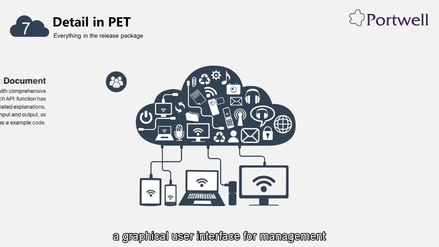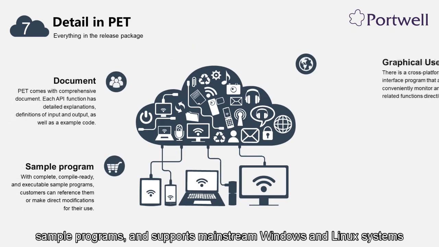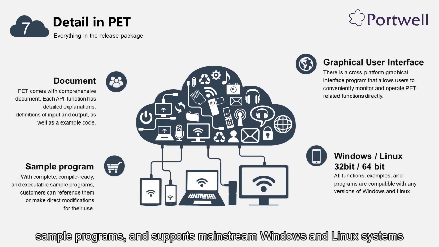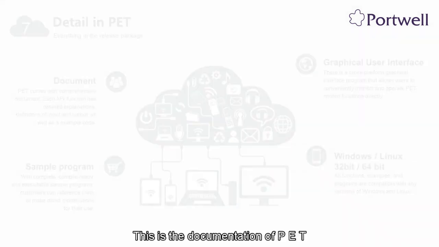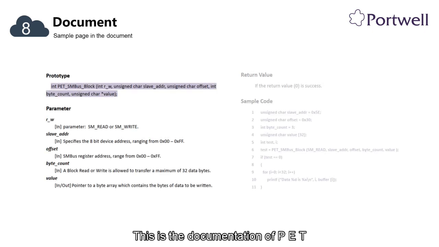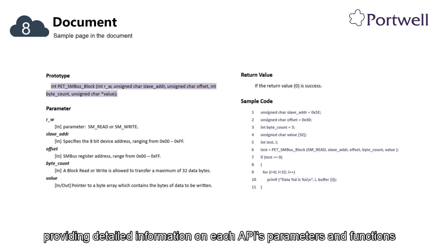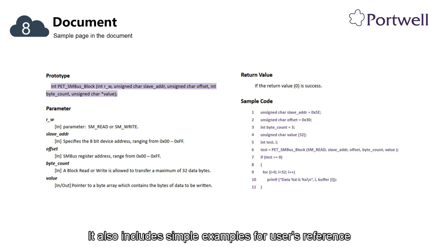PET comes with comprehensive documentation, a graphical user interface for management, sample programs, and supports mainstream Windows and Linux systems, including both 32-bit and 64-bit versions. This is the documentation of PET, providing detailed information on each API's parameters and functions. It also includes simple examples for users' reference.